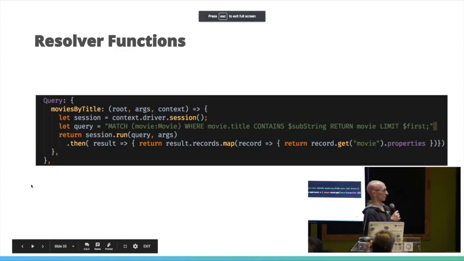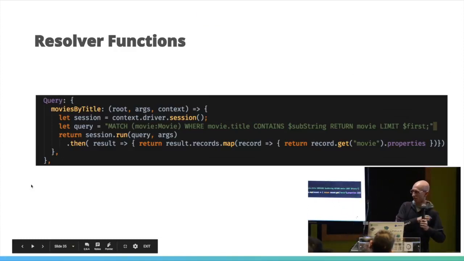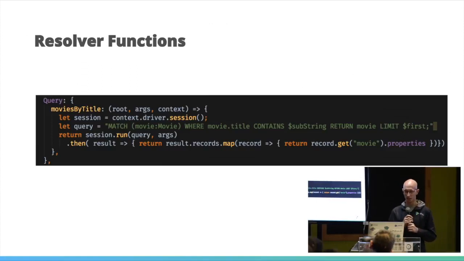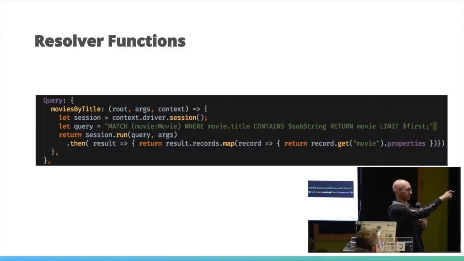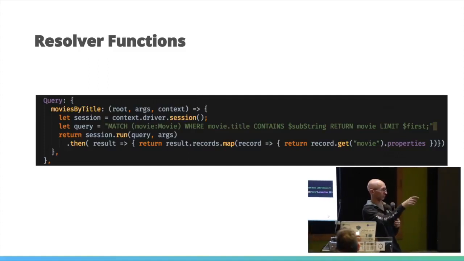So if you've done any GraphQL stuff, this is not going to be all that mind-blowing, I don't think. But the idea is that we're defining manually what is our GraphQL, what can we query on this GraphQL server. And we're saying here, okay, I've got a function called movies by title. We take in some arguments.